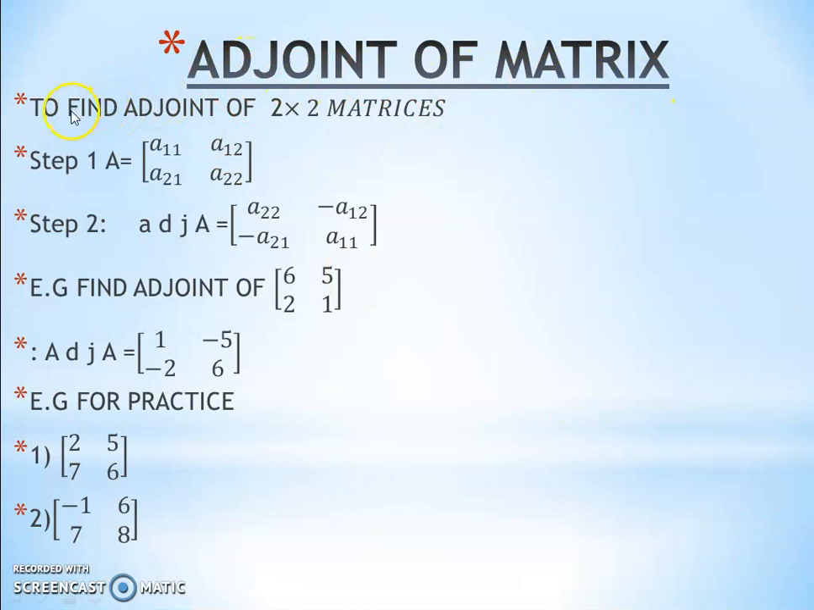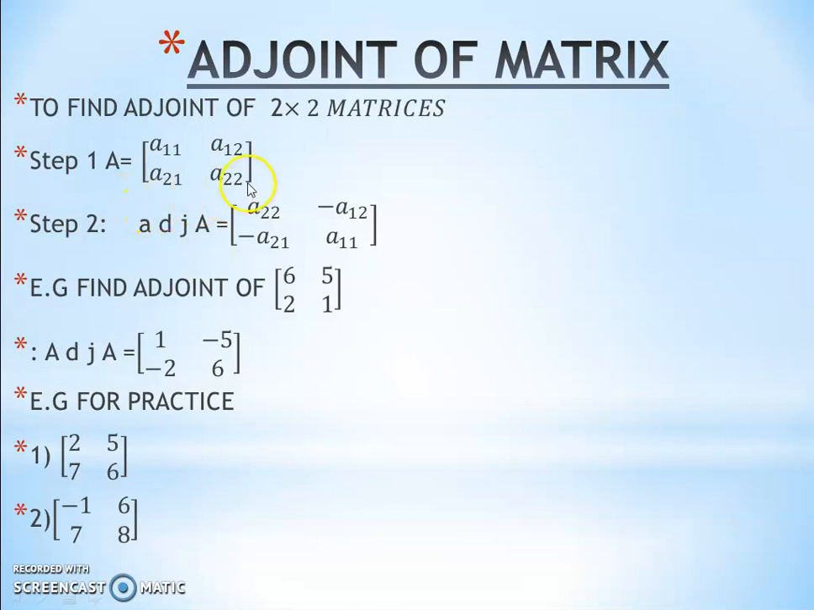Adjoint of a matrix. To find adjoint of a 2 by 2 matrix, step 1. A is equal to A11, A12, A21, A22. Two rows and two columns are there. Obviously, how many rows do we have to take? Two rows and two columns. Yes, right. First row is A11, A12. Second row A21, A22. First column A11, A21. Second column A12, A22. We have to find the adjoint of A.